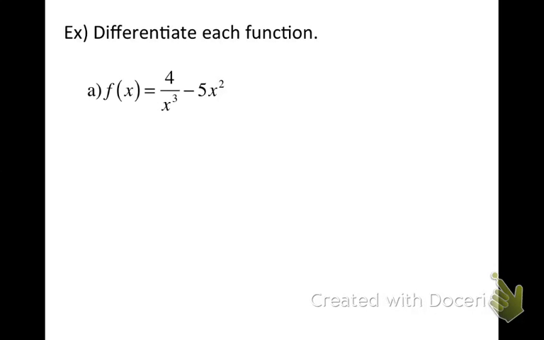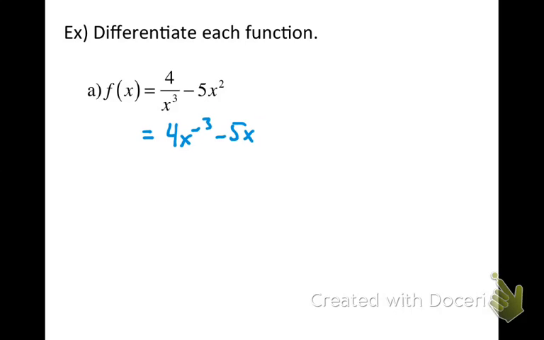Now let's go through and do some differentiation where you're going to apply those rules along with the power rule. Let's start with this function, f of x equals 4 over x cubed minus 5x squared. Now remember, the first thing you're trying to do with the power rule is rewrite every term so that it's in the form ax to the nth power. Which for us here means we're going to rewrite 4 over x cubed as 4x to the negative 3rd power.